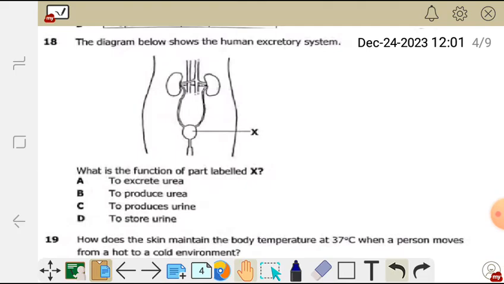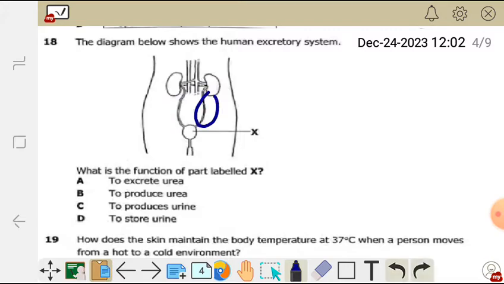Question 18. The diagram below shows the human excretory system. So this diagram is showing the human excretory system. What is the function of part labeled X? So this part here labeled X is what we call the bladder. So these are the kidneys. Then we have the ureter here.